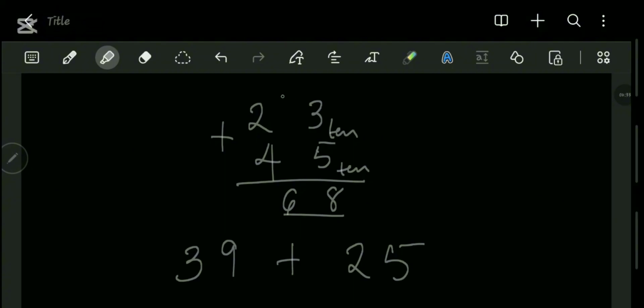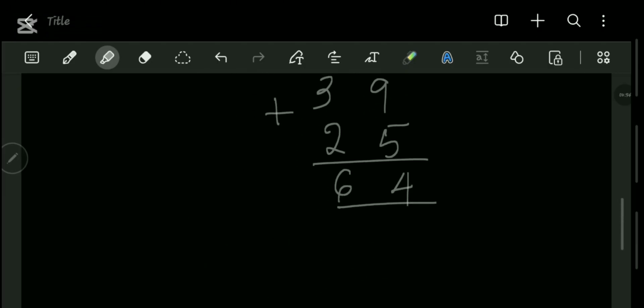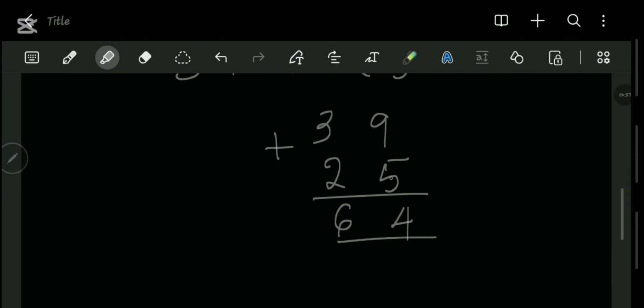What I'm saying is, if this number is 23 in base 10, it means all the digits that make up these numbers must be less than 10. That's why when we did 9 plus 5, it gave us 14. We were not able to write the whole 14 because 14 itself is bigger than 10. We had to write 4 and carry 1, right? That's the idea of bases.